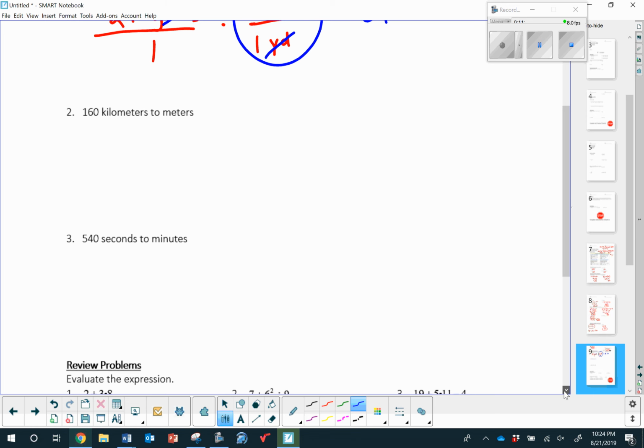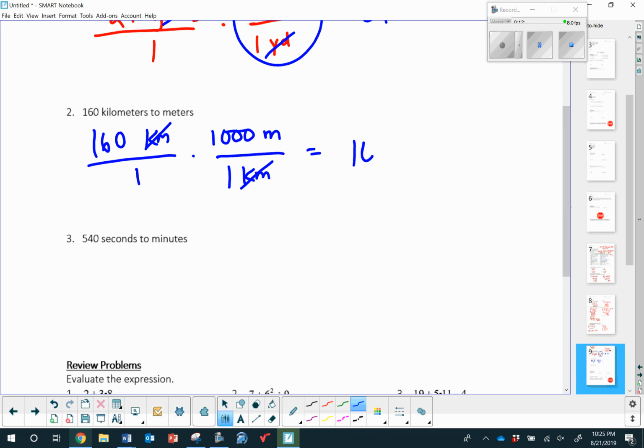All right, so 160 kilometers to meters. We have 160 kilometers over 1 times, we want to get to meters. So I need to put kilometers down here, and I know that 1,000 meters equals a kilometer. So then my kilometers cancel. 160 times 1,000 is 160,000 meters.